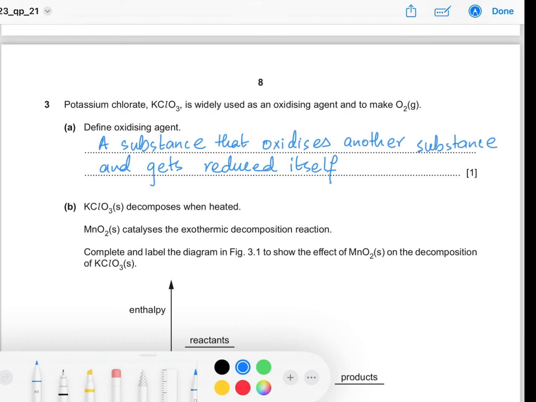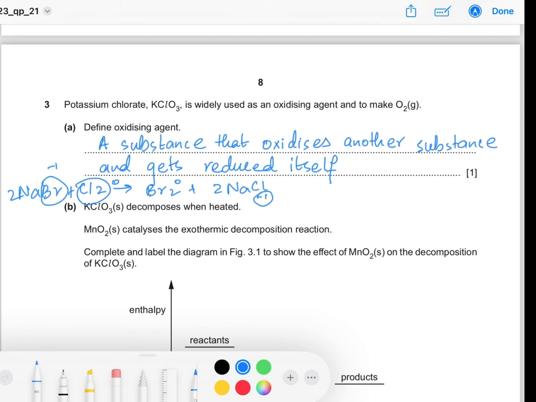So for example, when sodium bromide reacts with chlorine, chlorine will act as the oxidizing agent. It will oxidize the bromide ion which has a charge of -1 to form bromine molecule which has a charge of 0. So it's oxidized, as well as 2 sodium chloride molecules. So the oxidizing agent itself gets reduced from an oxidation state of 0 to -1.